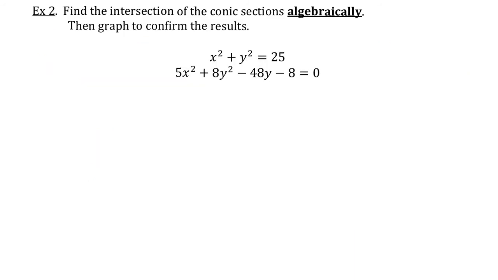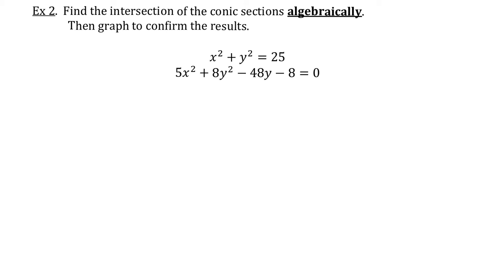Okay, the last thing we're going to do is combine what we did in a previous chapter with what we're doing in this chapter. So we're going to find the intersection of these two conic sections algebraically, and then I'm going to graph to confirm the results. So we're going to solve the system, and I'm going to graph it so we can confirm that we actually did it correctly. Now, if I look at these two equations, I could do elimination, I could do substitution.